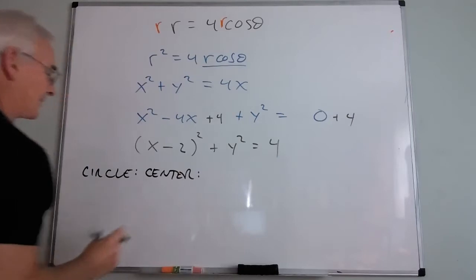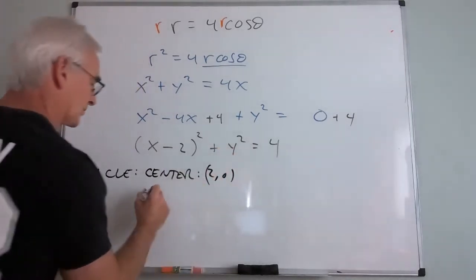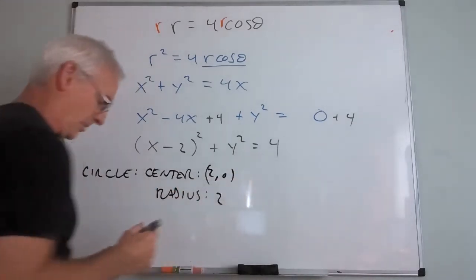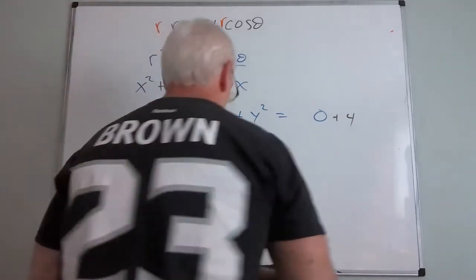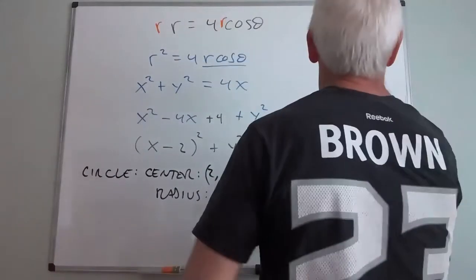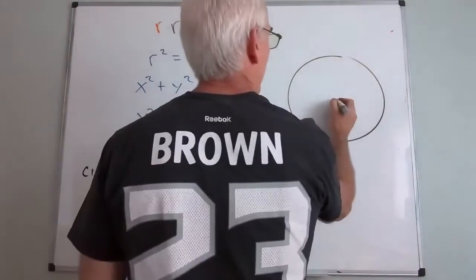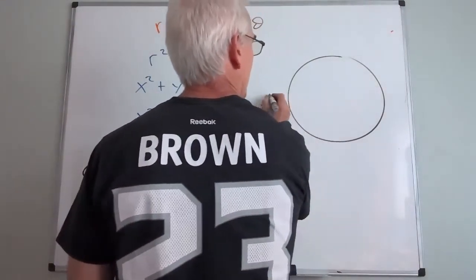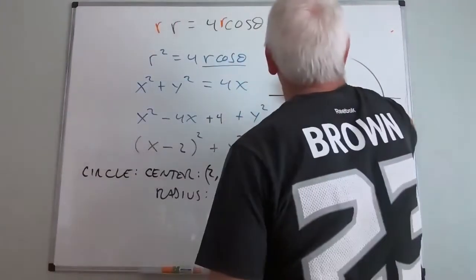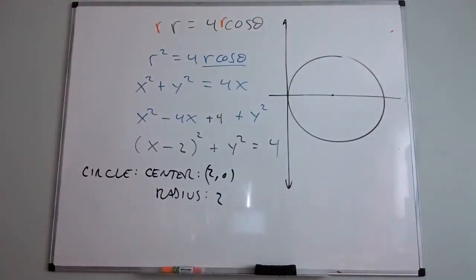What's the center? 2, 0. And what's the radius? 2. So this is a circle. Let me erase this and fit it in. It's centered at 2, 0, which means its center is on the x-axis. But if it's of radius 2, that's this circle right here.